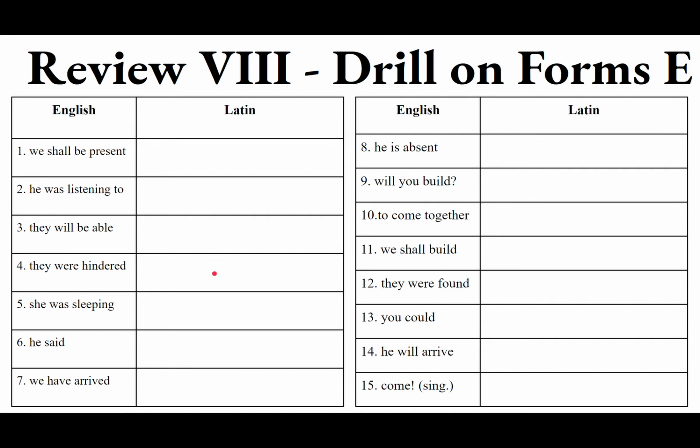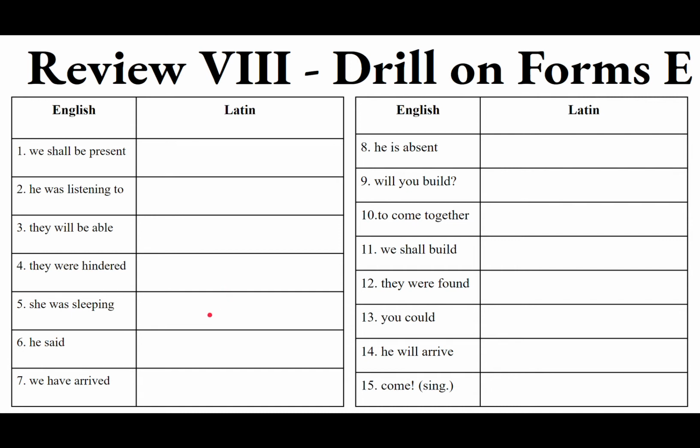They were hindered, the third person plural, and it's going to be impedio, impedire, impedivi, impeditus. Because it's perfect passive, we want the fourth principal part, impeditus. Because it's plural, let's make it plural, impediti, ae, a, one for each of the genders. And then, because it's perfect passive, we want the present of sum as a helping verb: sum, es, est, sumus, estis, sunt. Impediti, ae, a sunt, which is shortened for impediti sunt, impeditae sunt, and impedita sunt.